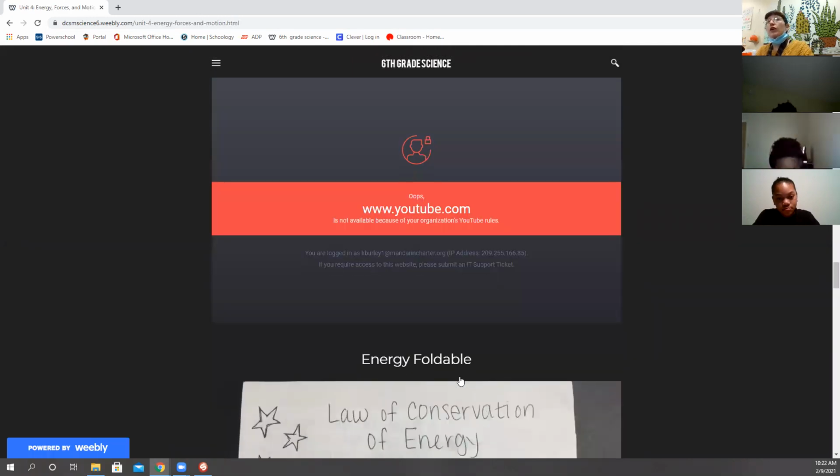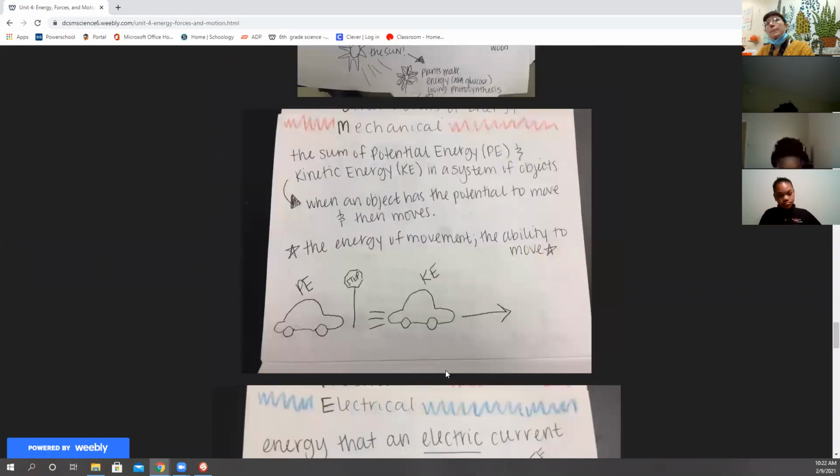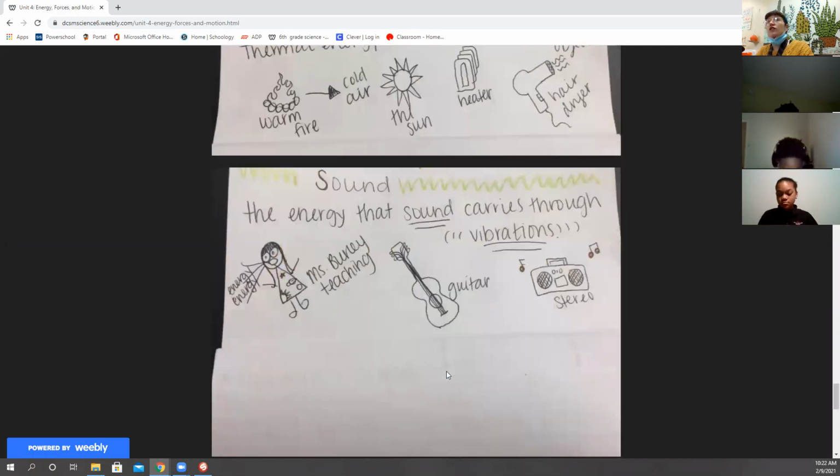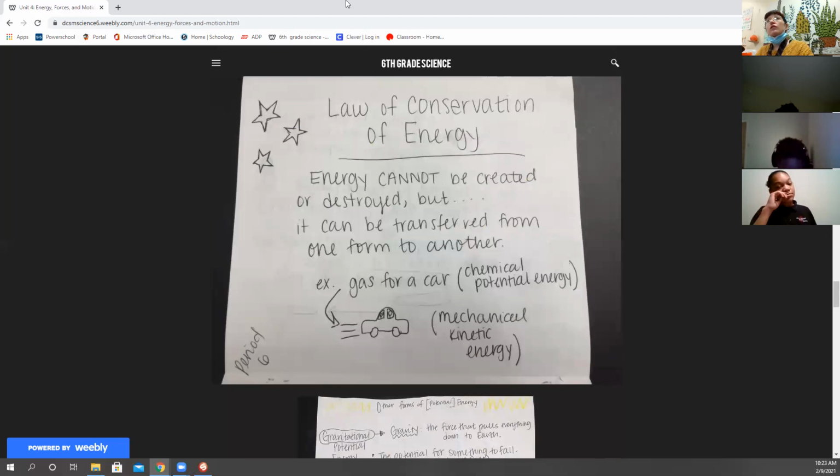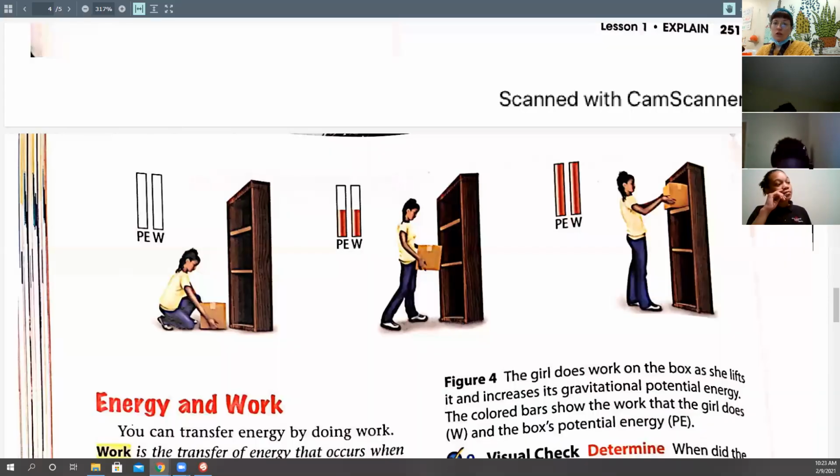So here's the foldable, in case we missed something. It's lots of drawing today. I'm going to bring my camera back and we're going to make our foldable together.